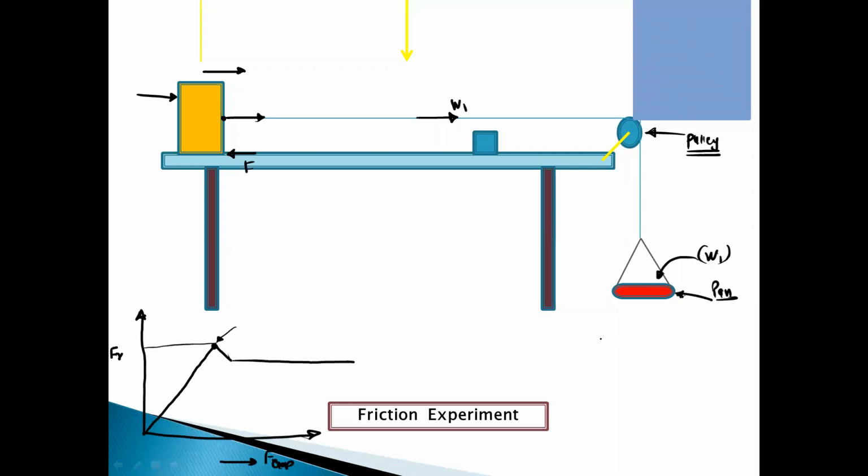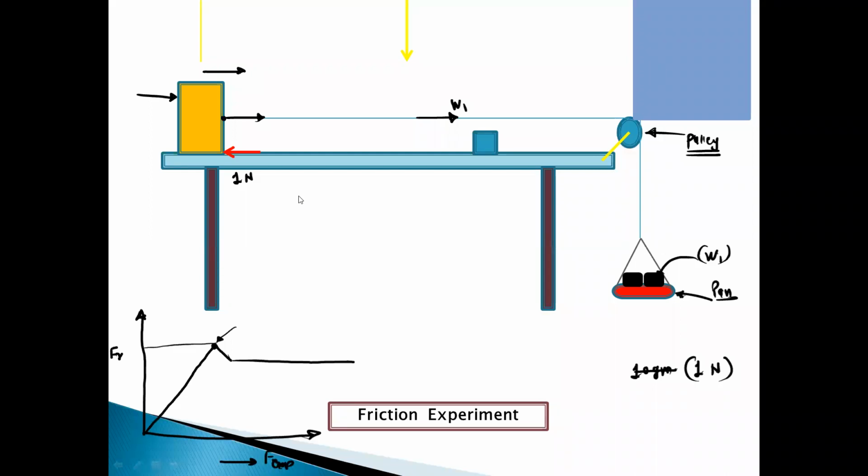Just imagine we are adding some initial weight. Suppose we start from 10 gram, or in terms of Newton, we can take this as 1 Newton. When we add 1 Newton in the pan, there will immediately be a frictional force with the same magnitude, 1 Newton only. This friction, equal to the weight in the pan, will try to keep the object in the stationary position.